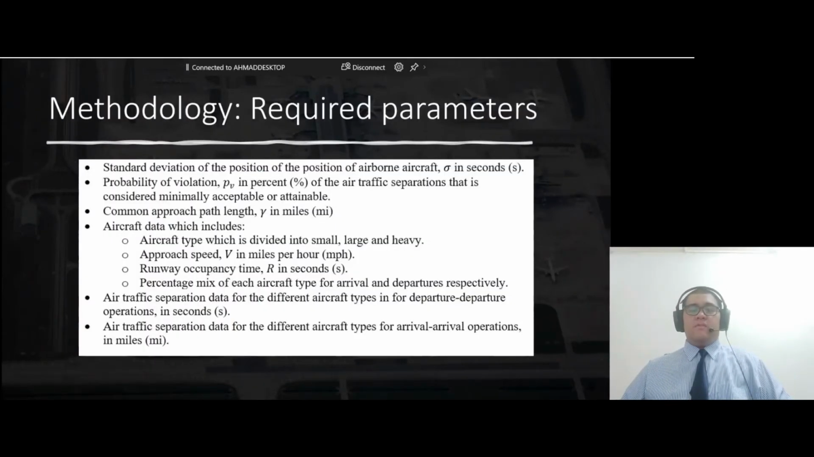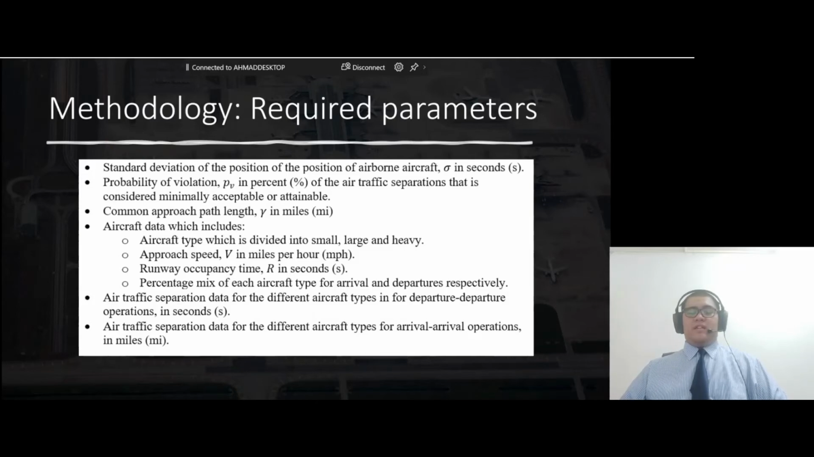Okay, we move on to methodology. Firstly, we require the following parameters for the airport. First, we need the standard deviation of the position of airborne aircraft, which is delta, in seconds. Next, we need the probability of violation, PV, in percentage, of the air traffic separations that is considered minimally acceptable or attainable. Next, we need a common approach path length, gamma, in miles.